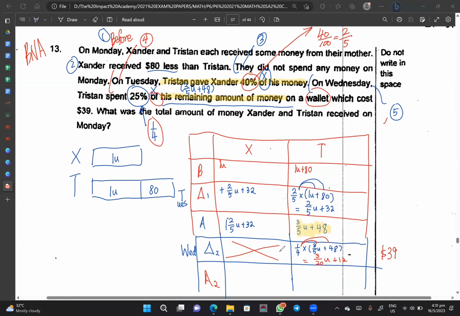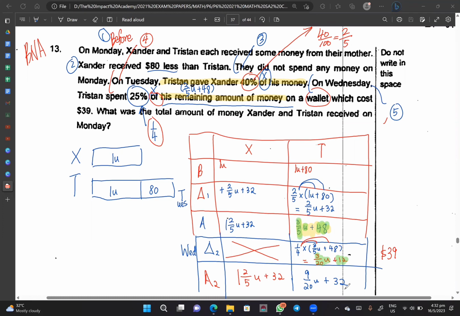Nothing happened on Wednesday, right? So therefore, Xander will be left with the same amount. But for Tristan, it's a little different. So we simply have to do 3 over 5 minus 3 over 20. Where did I get 3 over 5 minus 3 over 20? Allow me to highlight in green right now. 3 over 5 minus 3 over 20 units, and then 48 minus 12. Can you see that? 3 over 5 minus 3 over 20, my answer should be 9 over 20 units. Then 48 minus 12 gives me 36. So this is the amount left for Tristan.